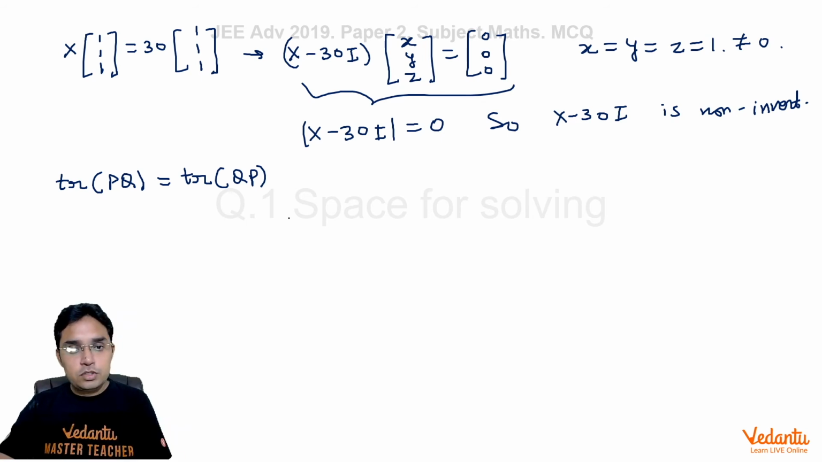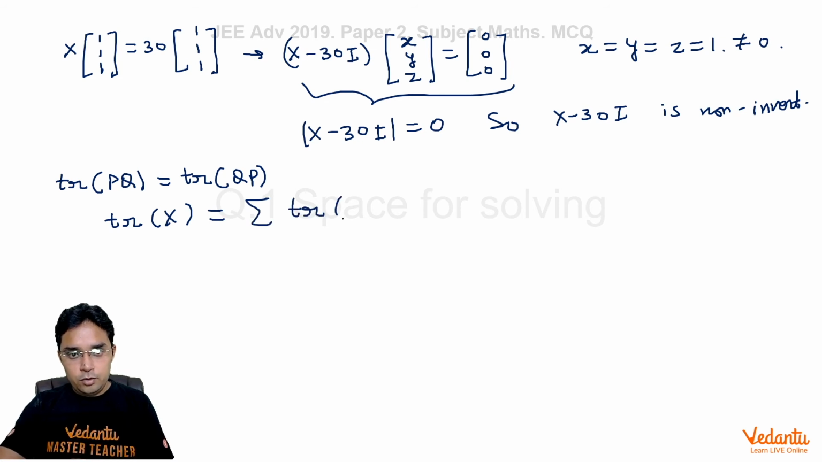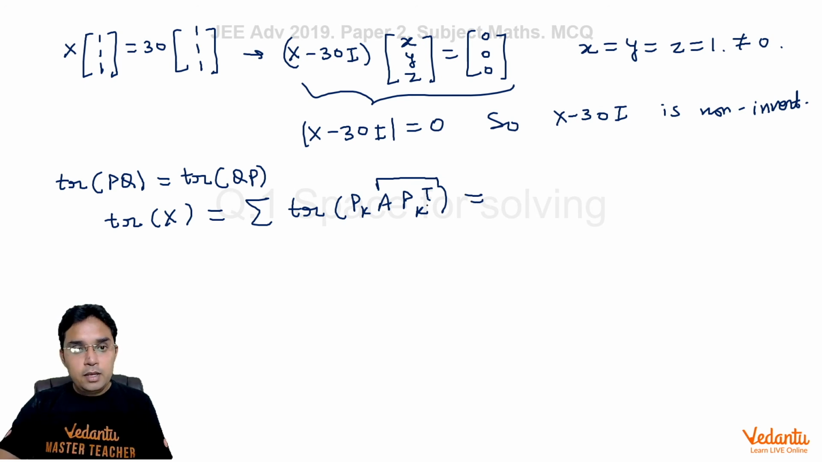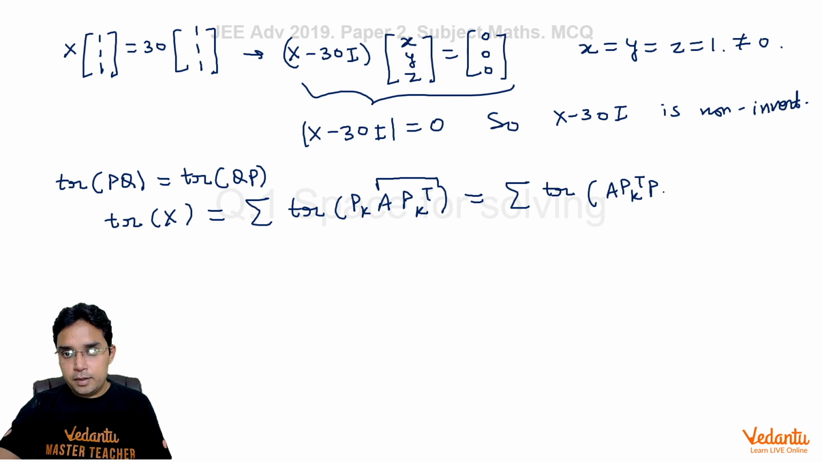Now I am going to use this property to find the sum of diagonal elements of X, that is trace of X, and we can write this as sigma of trace of P_k A P_k transpose. I can take A P_k transpose as one matrix and P_k as another, so using this we can change their orders. It will become trace of A P_k transpose P_k.